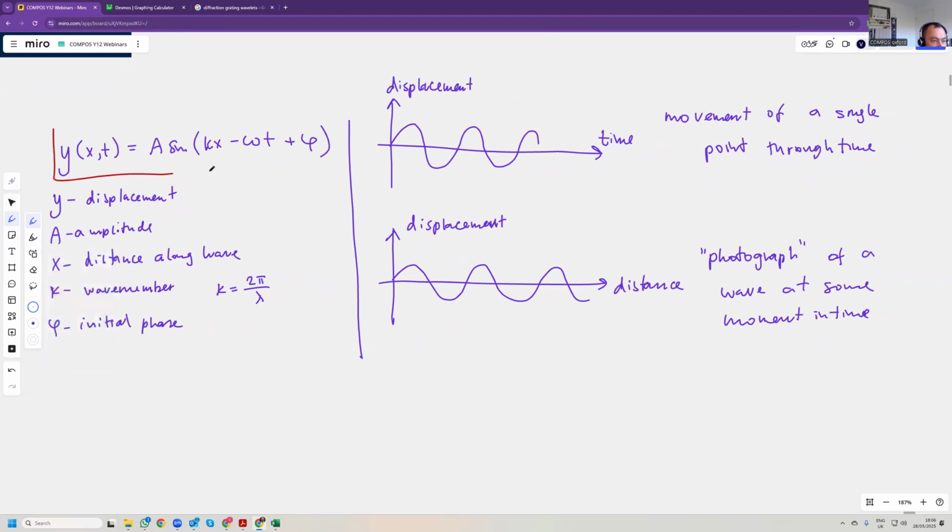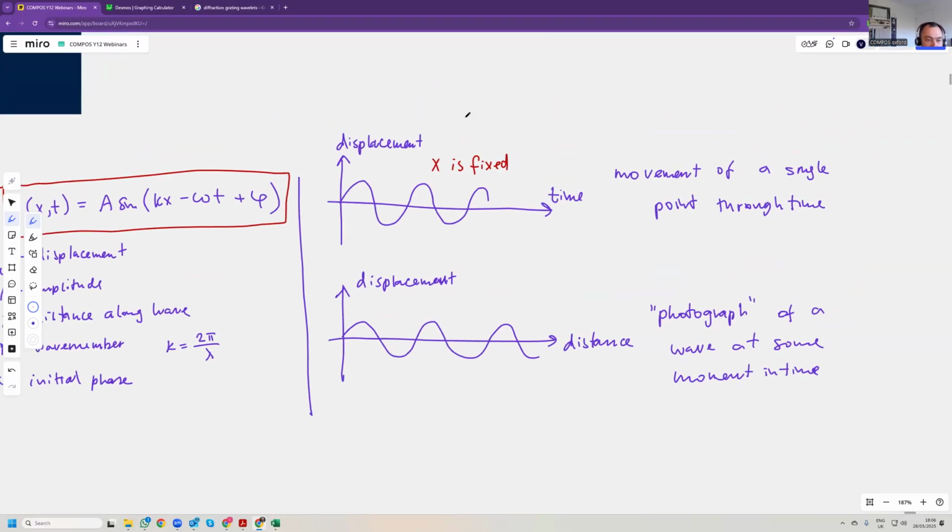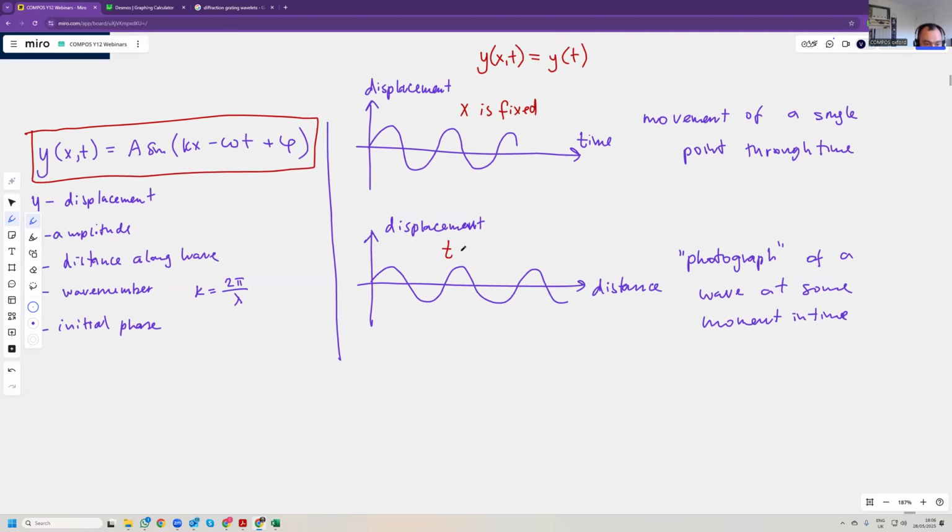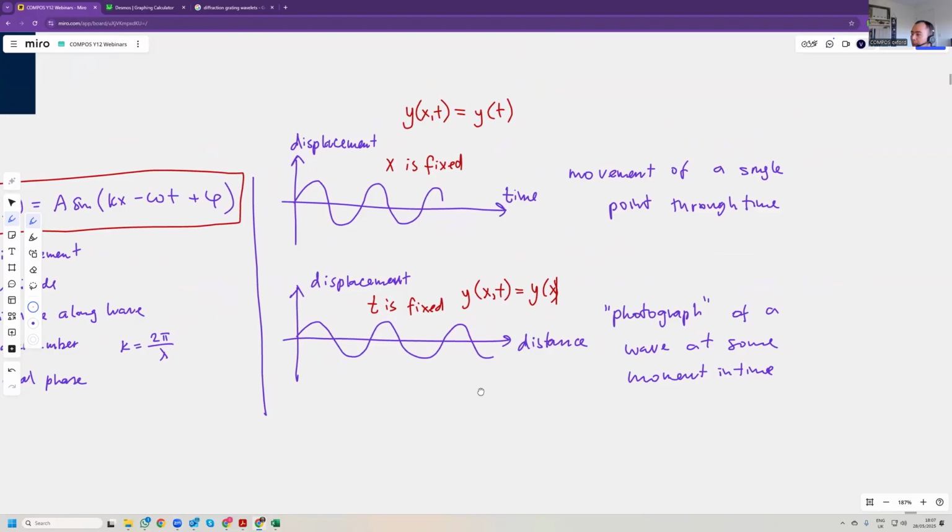This is the function. In this case, we say that x is fixed. If x is fixed, this function becomes just a function of time. So y of x and t, if x is fixed, becomes y of t. And here, time is fixed, t is fixed. And in this case, the function becomes a function of x. Does this make sense? Do you understand what I mean when I describe this? Okay.